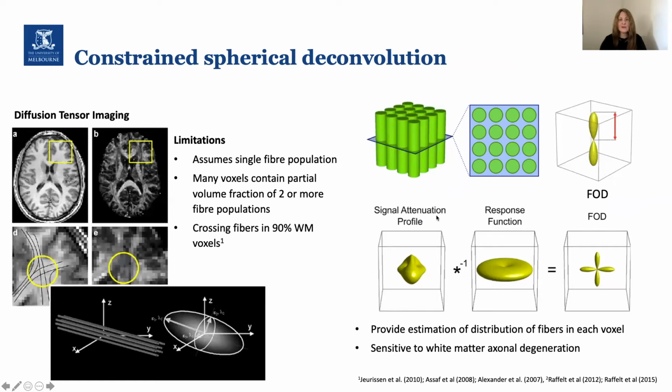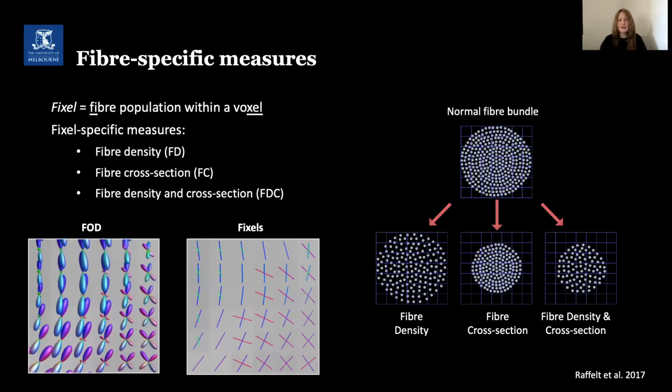With this method, we can estimate the fiber orientation distribution within a voxel. From the fiber orientation distribution, we can derive fiber-specific measures, also called fixels. A fixel is a fiber population within a voxel. And we can estimate the fiber density, fiber cross-section, or a combination of both.